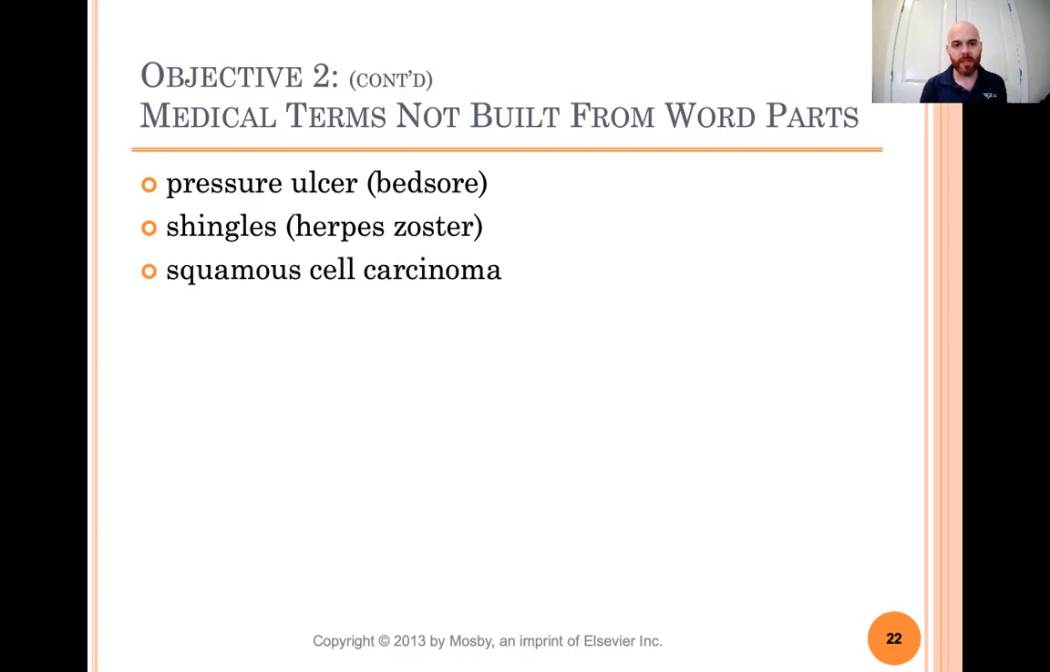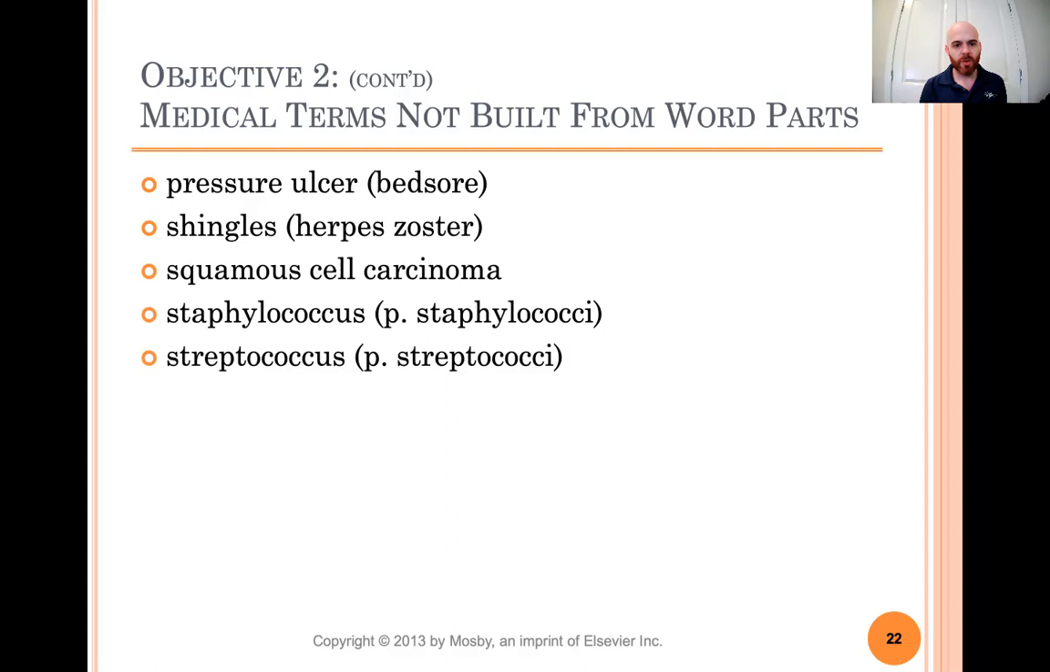Squamous cell carcinoma is another epithelial carcinoma. Staphylococcus is a type of bacteria. Streptococcus is a type of bacteria. You can see the plural there.